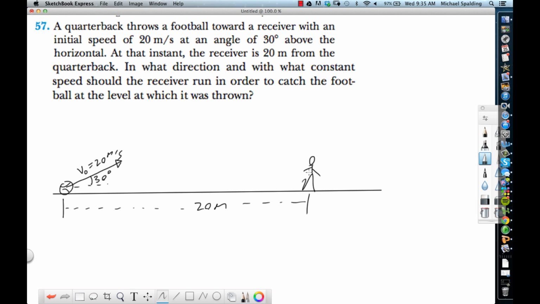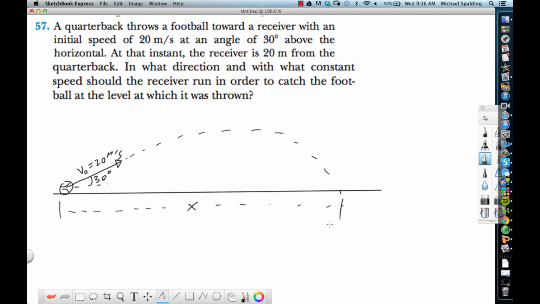Does he need to run to the left, towards where the ball was thrown from, or does he need to run to the right, away from where the ball was thrown from? So basically, let's forget about the dude for a minute. Let's forget about the 20 meters, and let's just figure out where the ball is going to land, then we can answer the question. The ball is going to go up like this and land over here. So let's figure out where this ball will land.